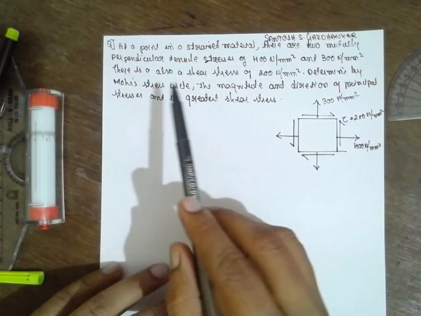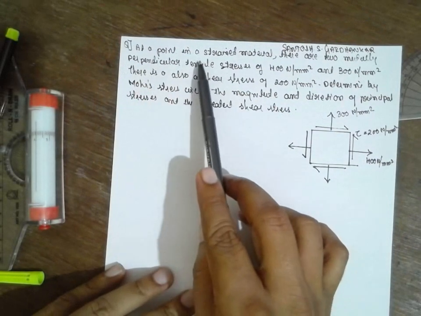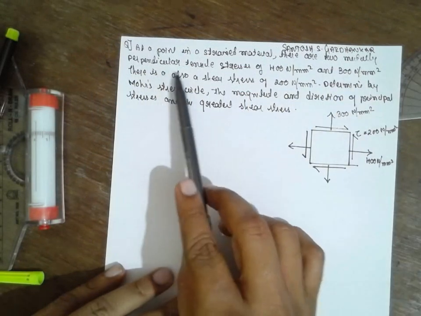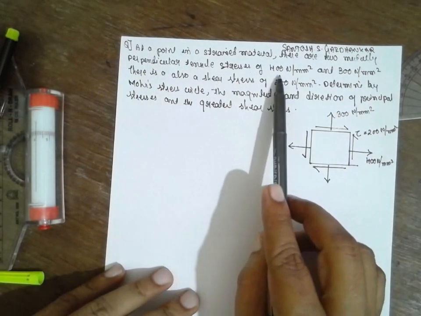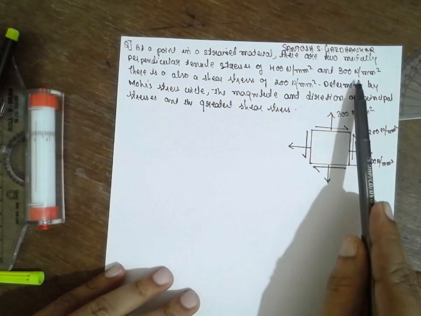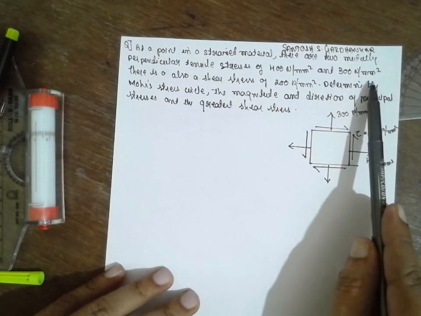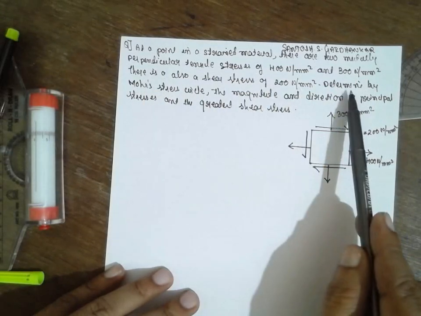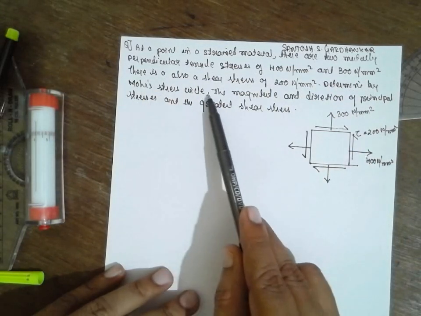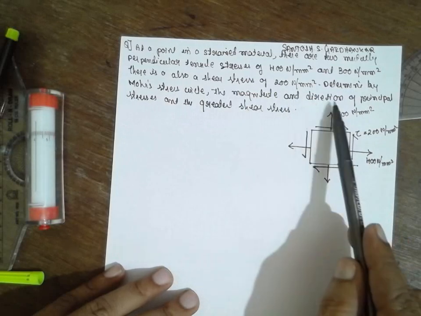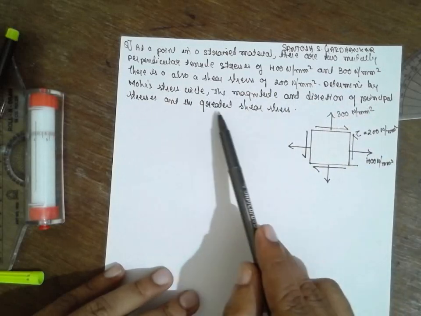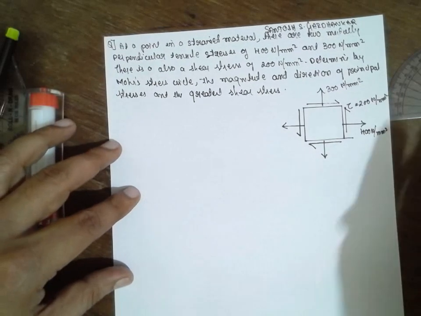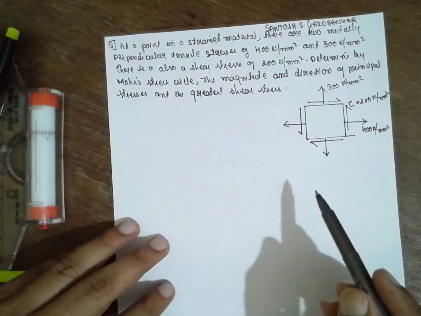This is the problem they have given. At a point in a strained material, there are two mutually perpendicular tensile stresses of 400 Newton per mm square and 300 Newton per mm square. And there is also a shear stress of 200 Newton per mm square. Determine, using the Mohr circle, the magnitude and direction of the principal stresses and the greatest shear stress. This is one of the easiest problems in the video.